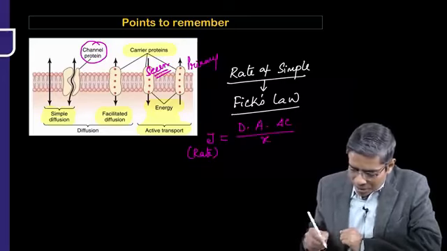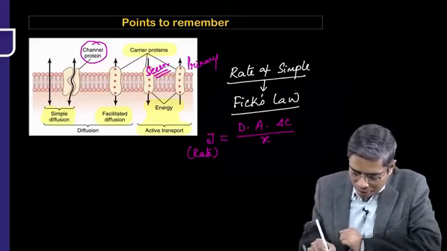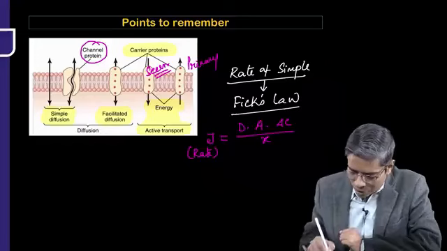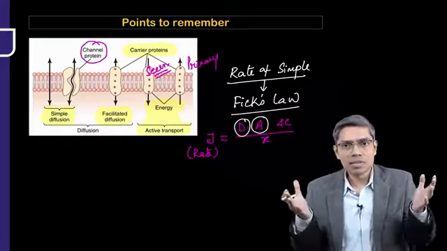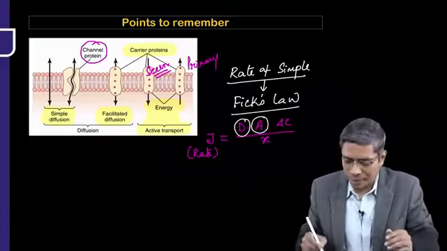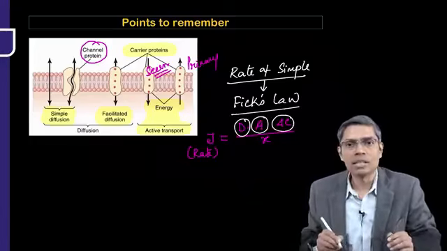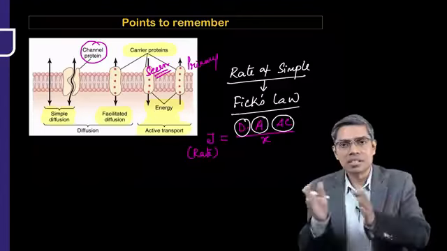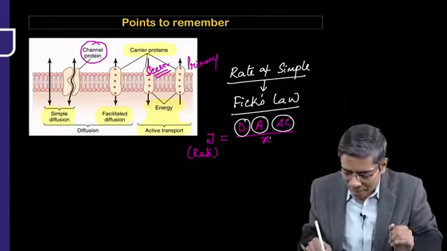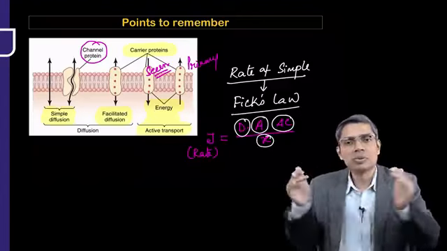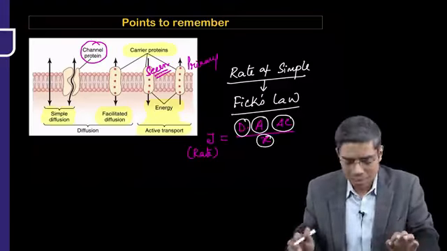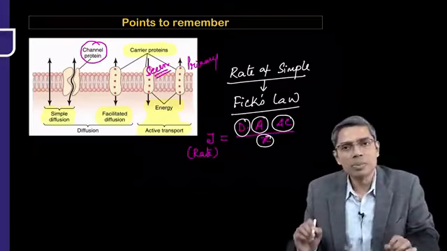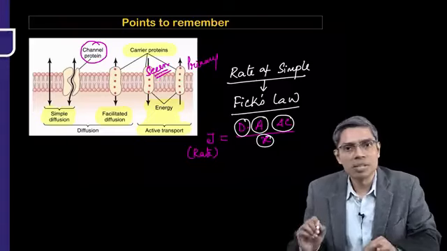So this D is the diffusion constant. A is the surface area of diffusion, that is, the total surface area through which diffusion is occurring. And this delta C is very, very important. Delta C is the concentration difference between two sides of the membrane. And X is the thickness of the membrane through which diffusion is occurring. So this formula you have to remember. This is known as Fick's law of simple diffusion.